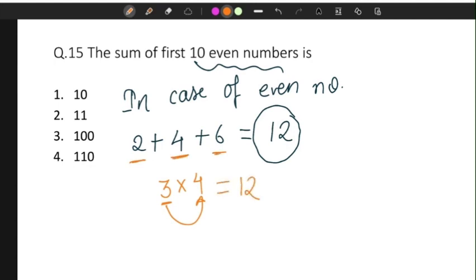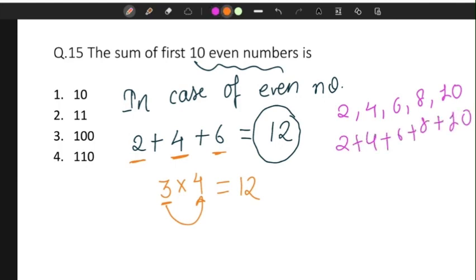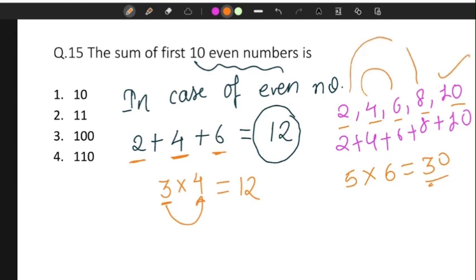If they ask us to find out the summation of the first 5 even numbers, what are they? We know 2, 4, 6, 8 and 10. These are the first 5 even numbers. So instead of taking the summation like 2 plus 4 plus 6 plus 8 plus 10, I simply see how many numbers there are. They're asking for the first 5 even numbers, so 5 into the next number, 6. 5 sixes are 30. 30 is the summation. You can cross-check it: 6 plus 4 is 10, 10 plus 10 is 20, and 20 plus 10 is 30. Got it? In this way.